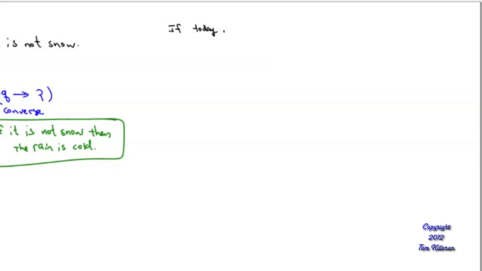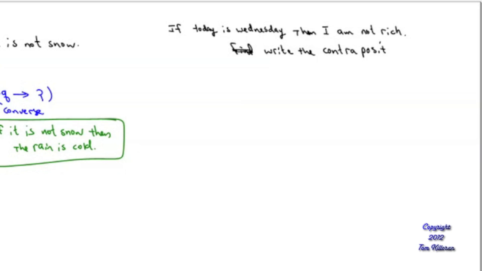Today is Wednesday. Then I am not rich. Find or write the contrapositive of this sentence. Today is Wednesday, and I am rich.